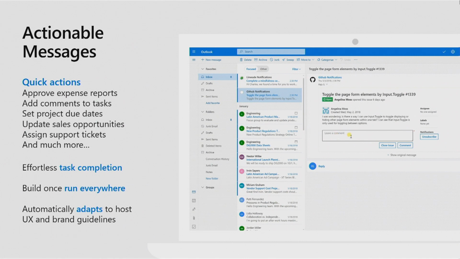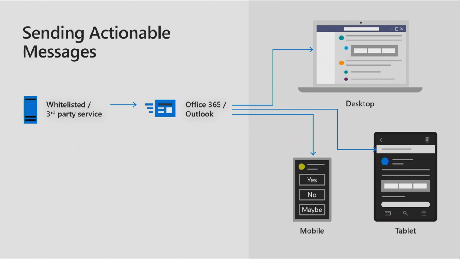Now, you can actually then go embed these different user experiences. And the beauty of it is that, as your web service pushes those actual messages through Office 365 and Outlook, it will work across your desktop, your mobile, and your tablet devices. Because these messages are adaptive to the form factor, the device that they're being used in, they can automatically make sure that you get the right experience straight inline. So let's go take a look at actionable messages.